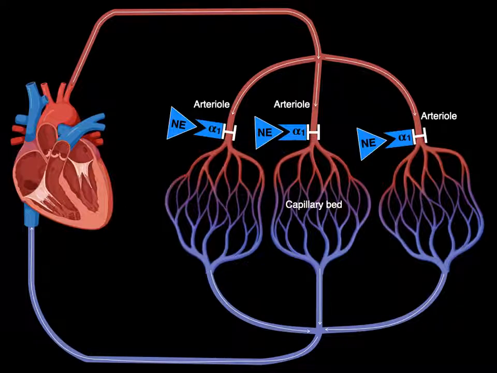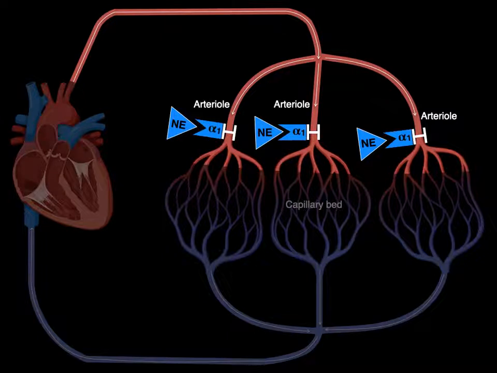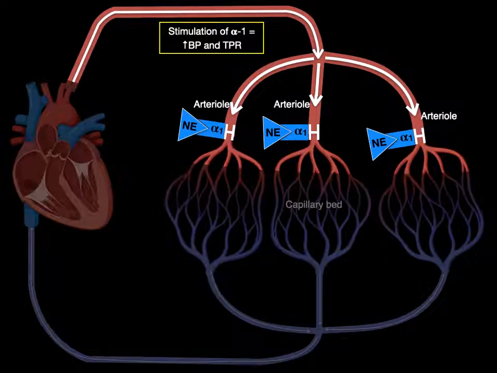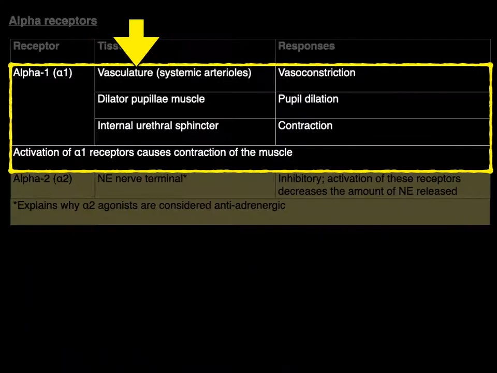Let's look at it again with this circulatory system schematic, and we'll focus on the arterioles that feed capillary beds. These arterioles have alpha adrenergic receptors on the smooth muscle. When the norepinephrine binds, look what happens downstream of it. You stimulate the alpha 1 receptors in those arterioles, which increases blood pressure and increases total peripheral resistance.